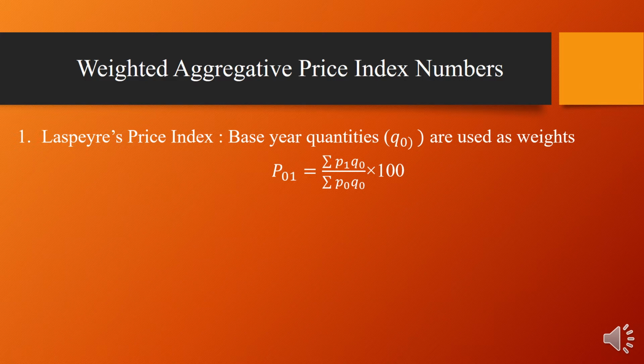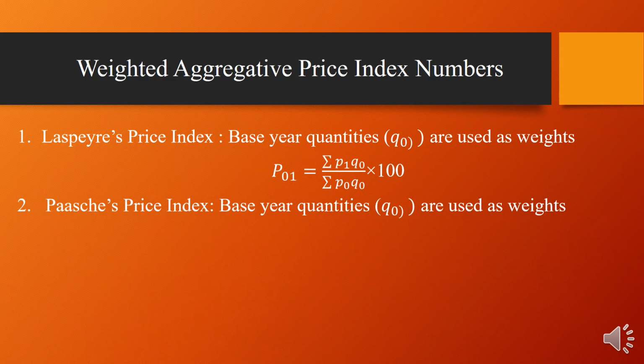Let us move on to the second method, Paasche price index number. Here current year's quantities are used as weights. So instead of base year, current year's quantities are used as weights. Therefore the formula is P01 is equal to summation P1 Q1 divided by summation P0 Q1 multiplied by 100. So instead of Q0 we are using Q1. Rest of the things are as it is like the previous formula.